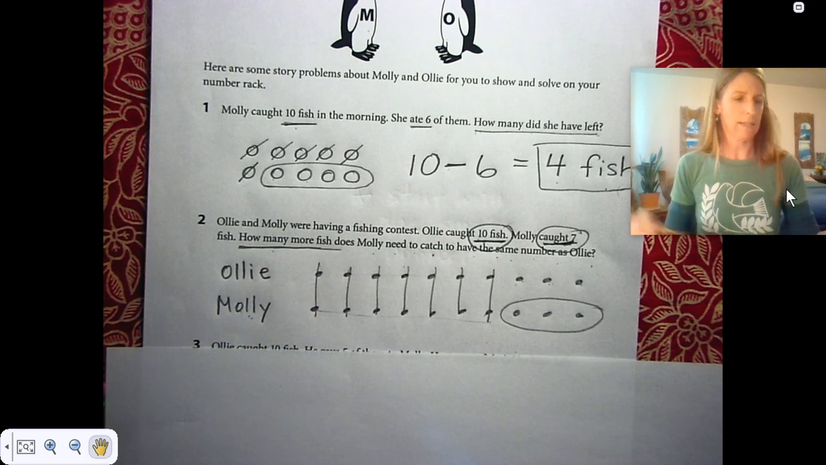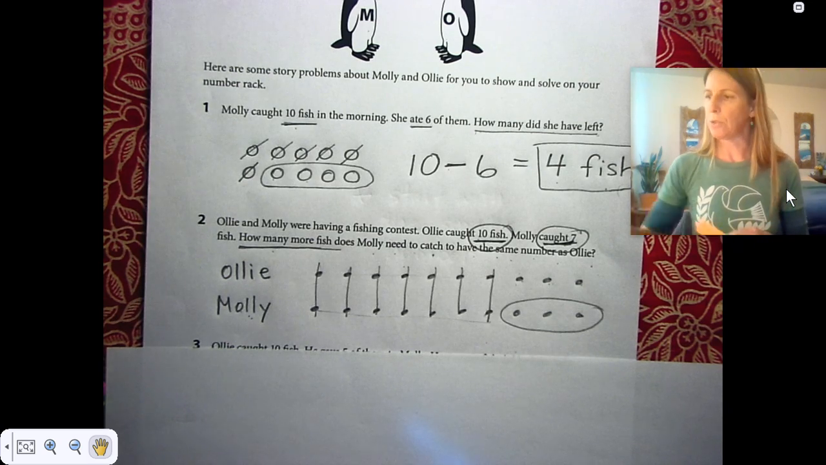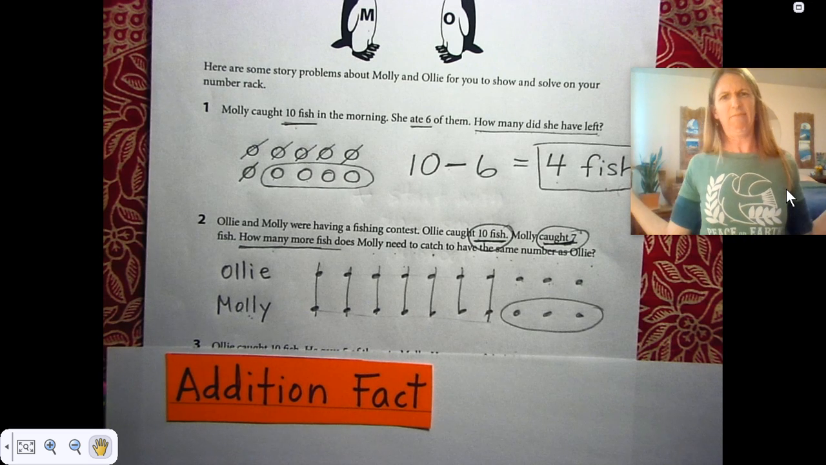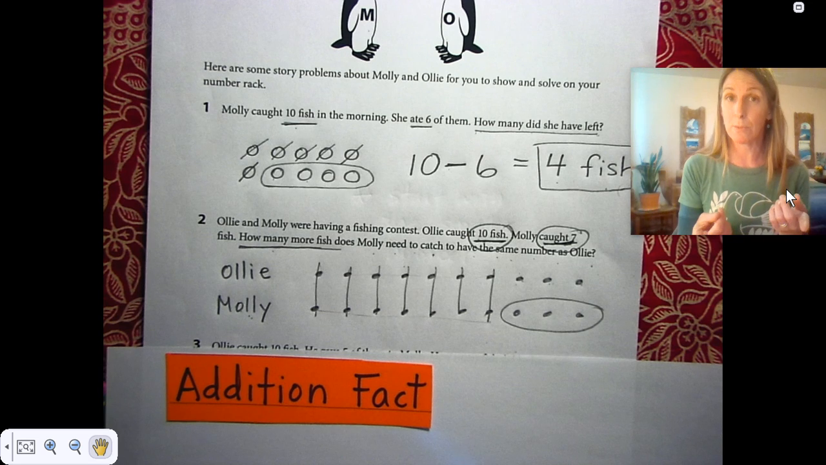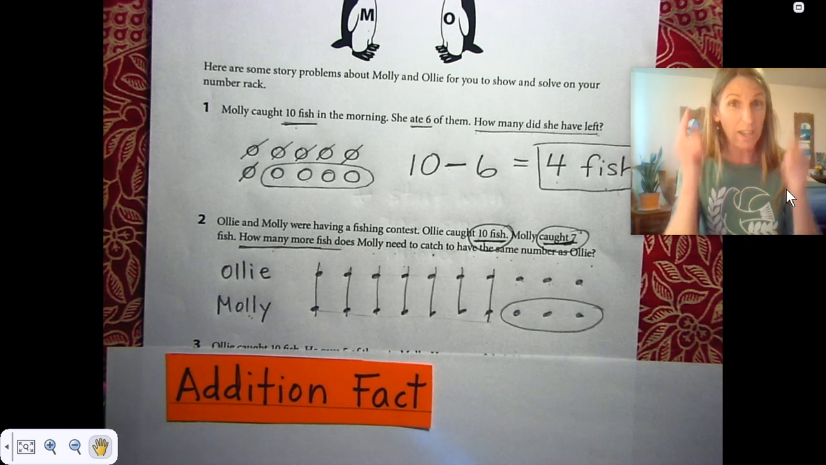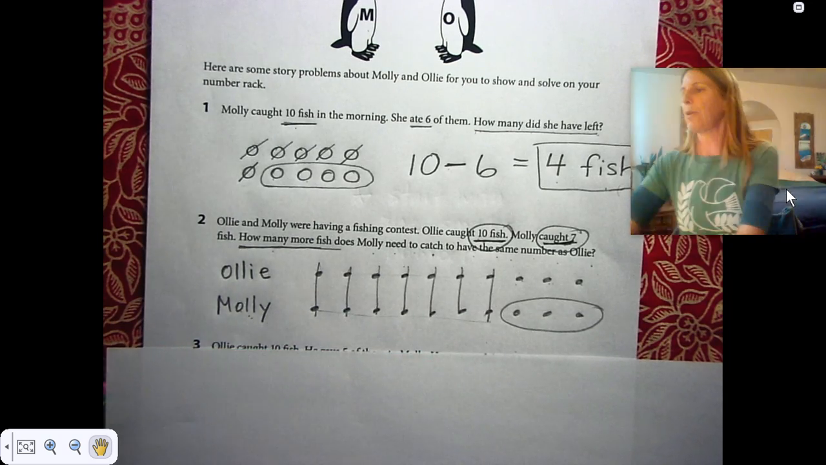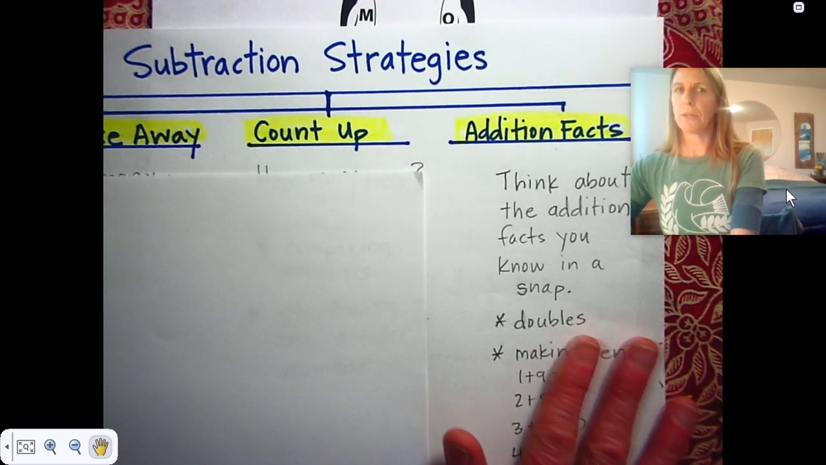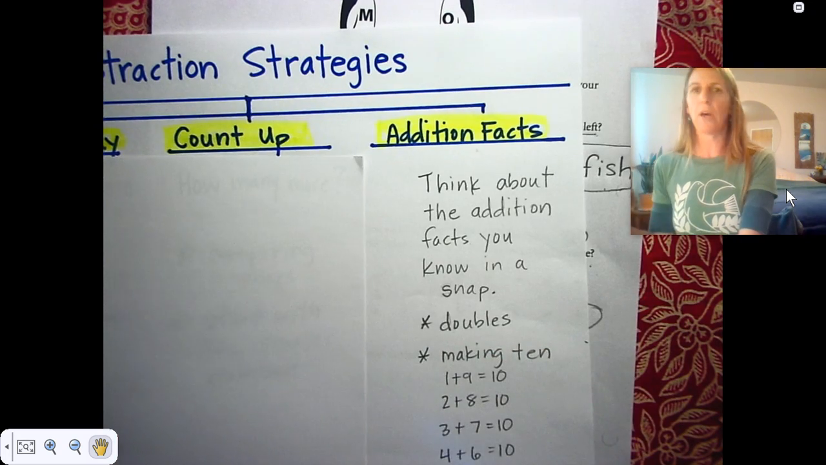All right, and the last strategy that I promised you is this strategy called addition fact. I thought we were doing subtraction. We are, but addition and subtraction go together. So if you know addition facts, you actually kind of know subtraction facts too. So let me show you over here on my map right here. So there was that takeaway strategy, the counting up strategy, and now this addition strategy.